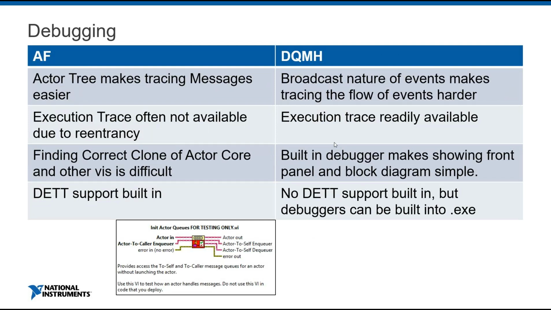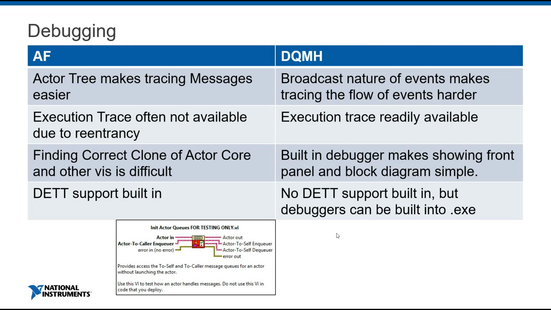Debugging. Actor tree makes tracing messages easier. Execution trace, by pulling up the block diagram and watching this stuff run along the wires, doesn't really work. Finding the correct clone of Actor Core and other VIs is difficult because everything's cloned, but it does have DETT support built in. Desktop Execution Trace Toolkit. If you haven't used that, it's pretty cool. Totally useful. You can use it in an executable even, which is cool.